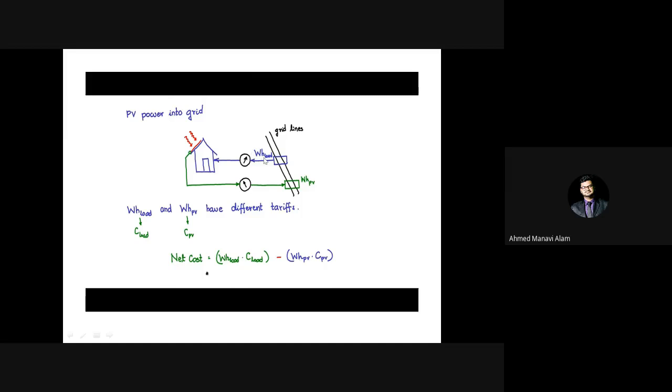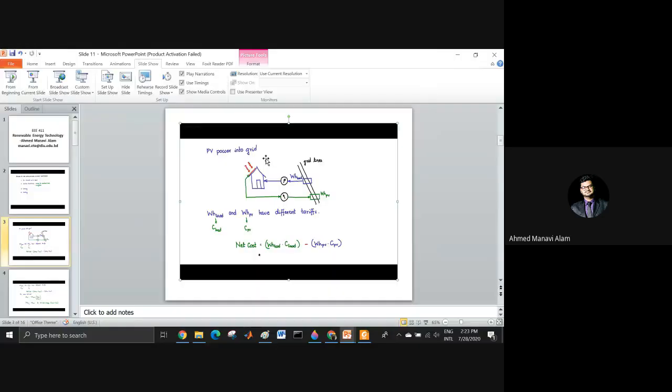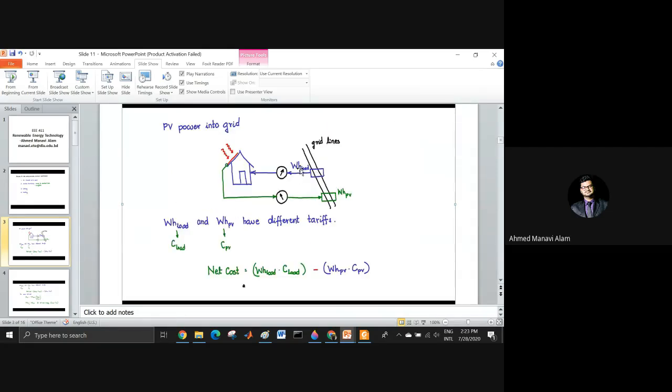Suppose this is a WH load. Whenever you see WH load, remember this is the energy term. That means power and time are multiplied together, and whenever power and time are multiplied together, you get energy. So from these grid lines, you are getting energy to your home. Look at the arrow sign. This arrow is going into your house, which means you are taking power from the grid lines.